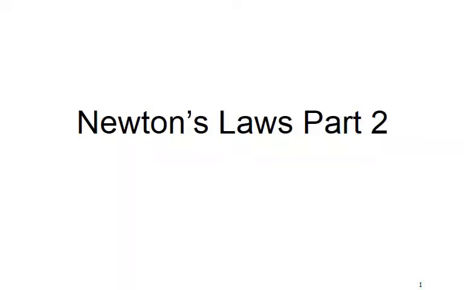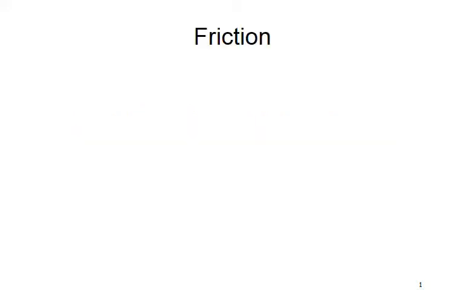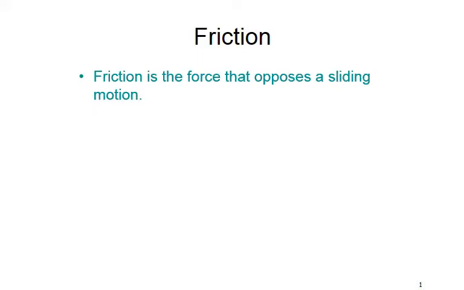Okay, so now we are going to take a look at the second part of Newton's laws, and this is going to help us explore some additional phenomena with this. So we've talked a lot about friction, but we haven't really explored what it is yet, and we're going to incorporate quite a bit of that in this next section. So friction is what opposes sliding motion.